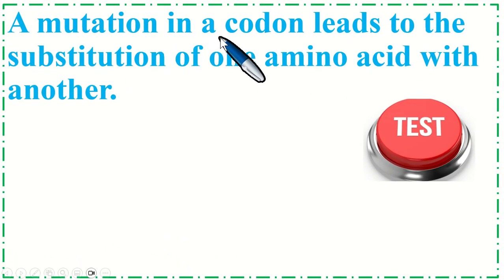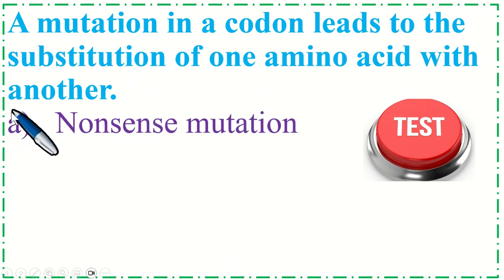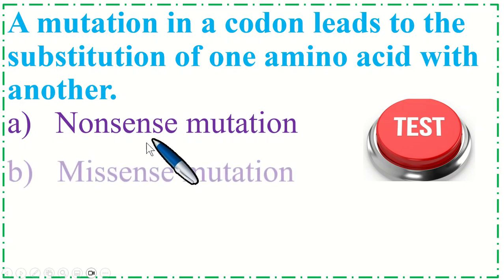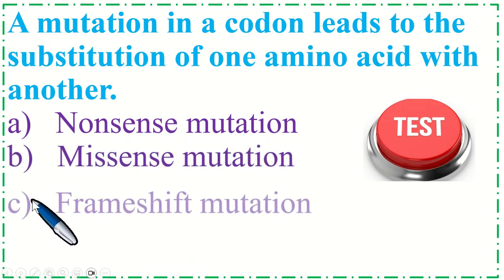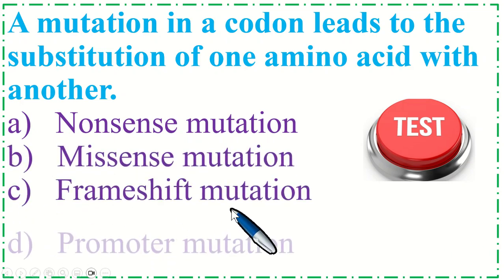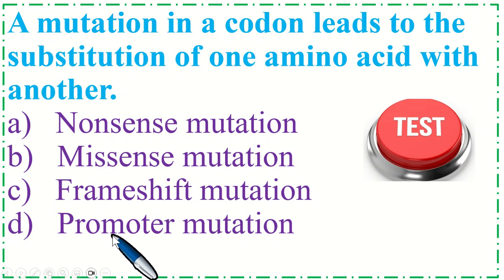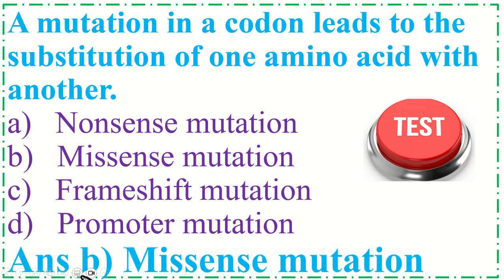A mutation in a codon leads to the substitution of one amino acid with another. Option A, nonsense mutation. B, missense mutation. C, frameshift mutation. And option D, promoter mutation. So the correct option is B, missense mutation.